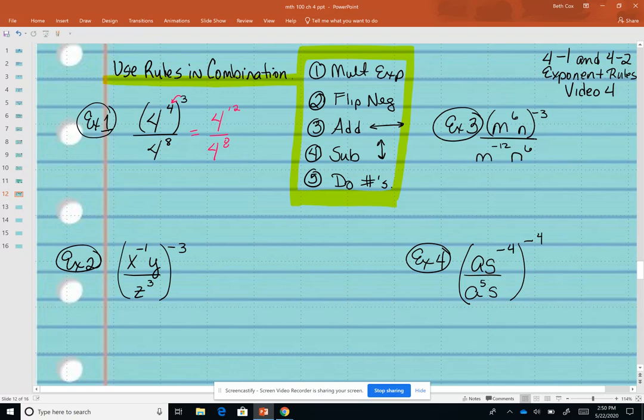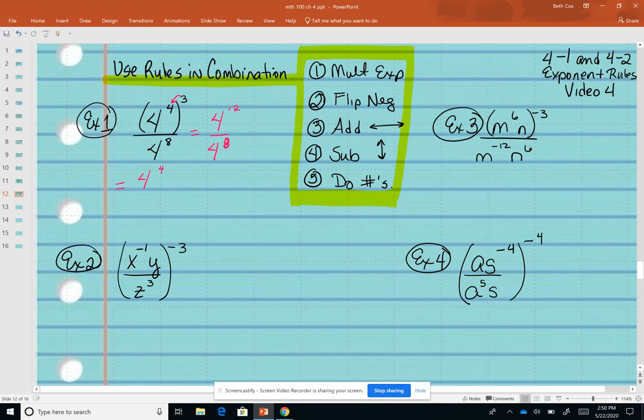Now, I don't have any negatives, so I skip part 2. I don't have any addition going right and left. I don't have anything alike. So skip 3. And so now I go to 4. I can subtract. So I'm going to subtract my exponents. 12 minus 8. So that'll be a 4 to the 4th power.